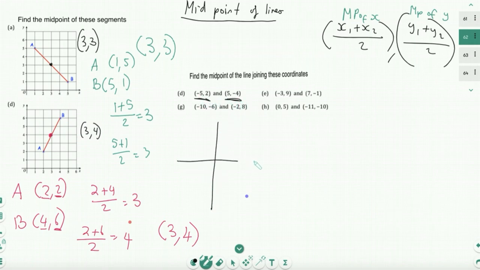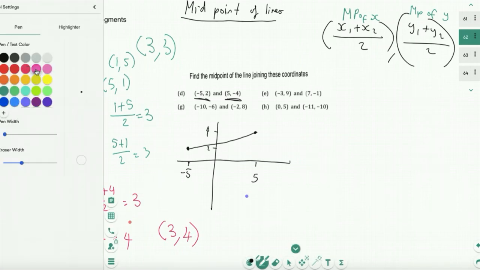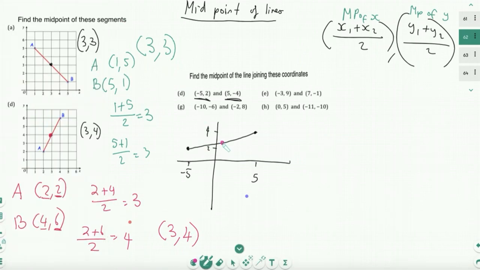So let's do a quick sketch perhaps. -5, 2, which is this coordinate here. And then 5, -4, this coordinate here. And there's a line between them, and we have to find the midpoint. On a test, you can't just draw out a diagram. It's going to take way too long. So let's just use our formula. Let's add up the x coordinates. -5 plus 5 and divide by 2. -5 plus 5 is 0. Divided by 2 is 0.